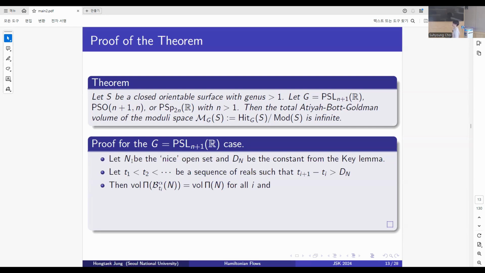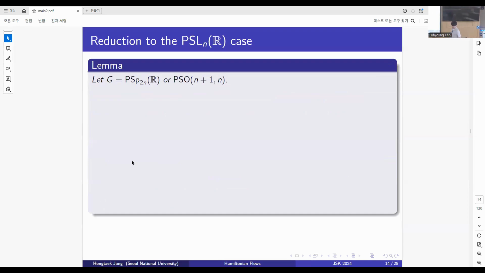And you consider this sequence of open sets, and they have the same volume. By the key lemma, these open sets are all disjoint at the level of moduli space. Therefore, their volume is bounded from below by the sum of all these, and this is morally infinite. So that's how we prove our main theorem for the PSL_{n+1}(R) case. For the remaining cases, we reduce everything to the PSL_{n+1} case by using this lemma.